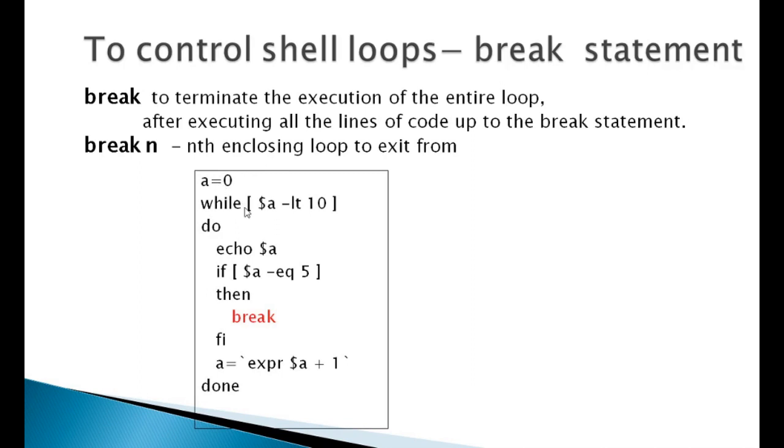a is equal to 0; while a is less than 10, do echo $a. If a equal to 5, then break; then we are incrementing. What is the purpose of this statement? This will just print the value of a using this while loop. We can see that as long as a is less than 10, the value of a will be printed. But if a is equal to 5, we have got a break statement. So when a takes the value 1, it will be printed. It will check whether it is equal to 5. No, it will be incremented. And then here the condition will be checked.